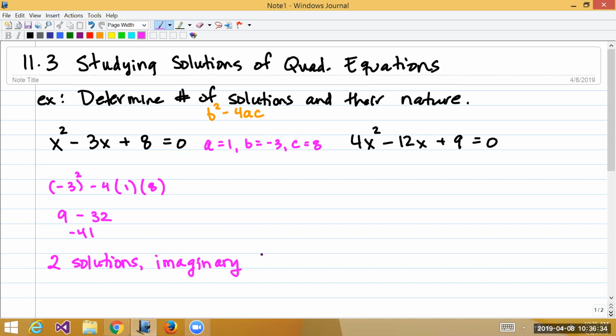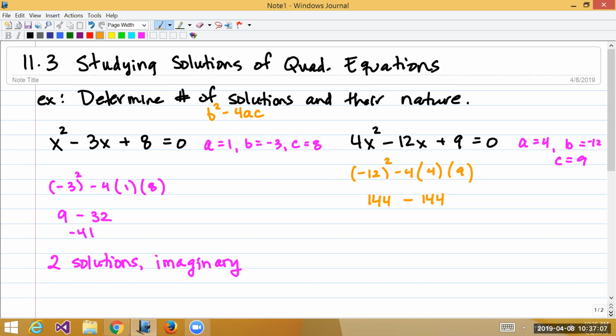Okay, here it's already simplified. So we see that a equals 4, b equals -12, c equals 9. So let's go ahead and apply it here. Okay, use a different color to differentiate. So that will give us (-12) squared minus 4 times 4 times 9, 144 minus, that is also 144.